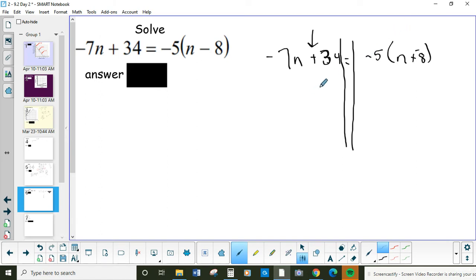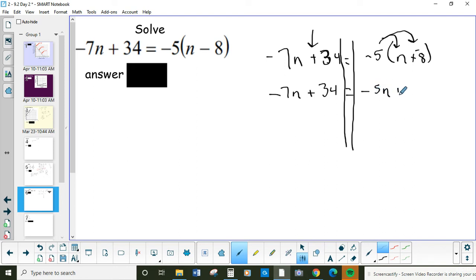All right, so simplify. How do I simplify? Distribute and combine like terms. So I'm going to distribute first. Left side is already simplified. I got negative 7n plus 34 equals. Negative 5 times n is negative 5n.